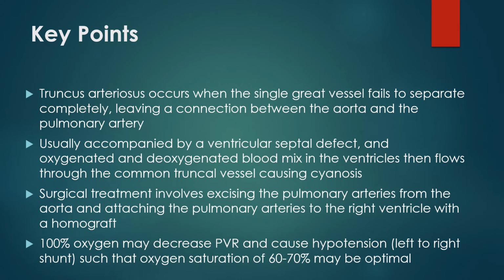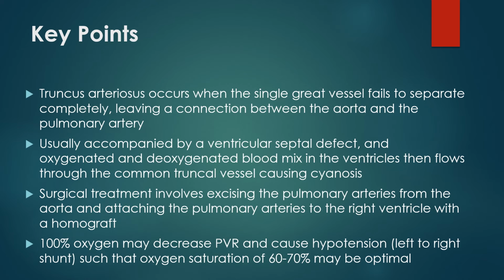Truncus arteriosus occurs when a single great vessel fails to separate completely, leaving a connection between the aorta and the pulmonary artery. It's a very bizarre circuit. And it's usually accompanied by a VSD, and oxygenated and deoxygenated blood mix in the ventricles and flow through the common truncal vessel. You get cyanosis from it.